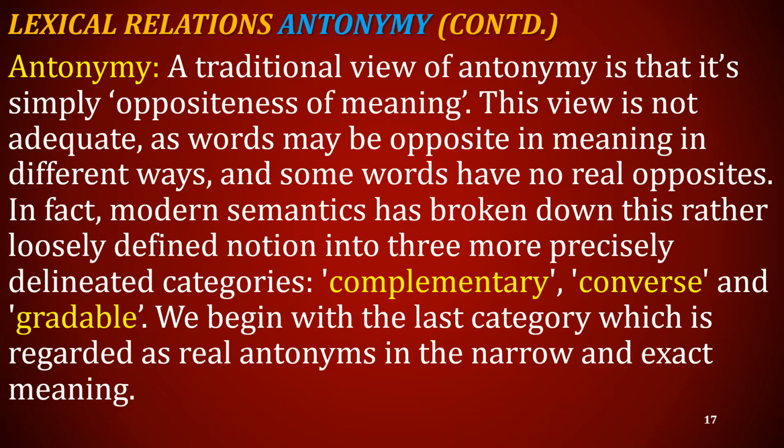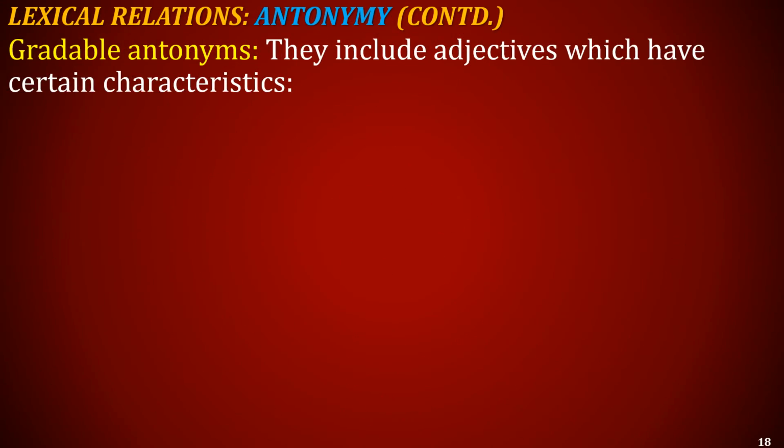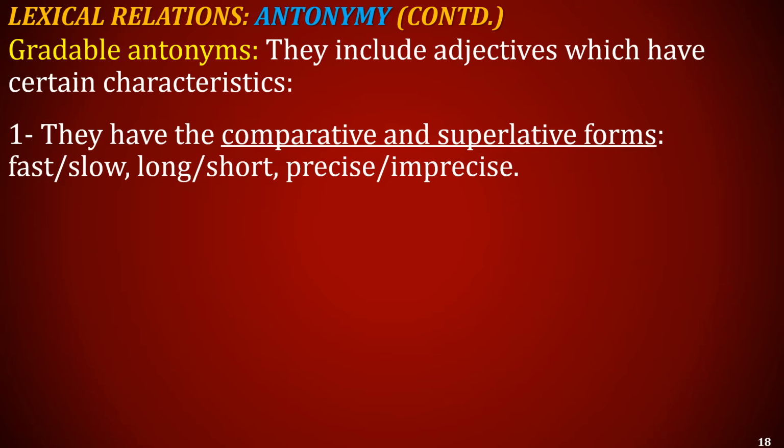We begin with the last category, which is the closest one to the traditional view of antonymy. Gradable antonyms include adjectives which have certain characteristics. The first one is that they have comparative and superlative forms. You say faster, slower, longer, shorter, the most precise or the most imprecise.